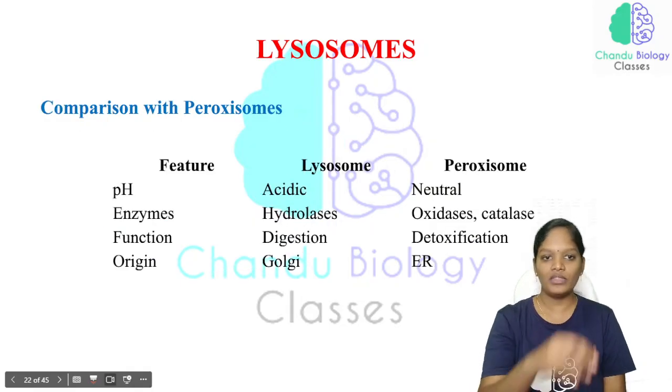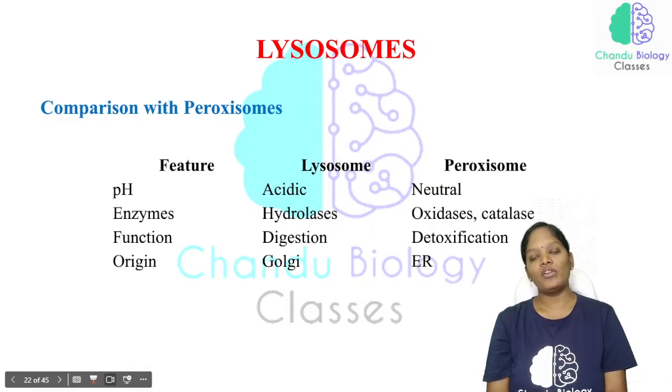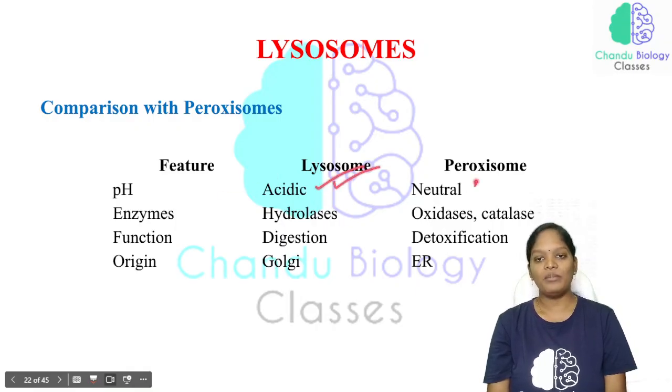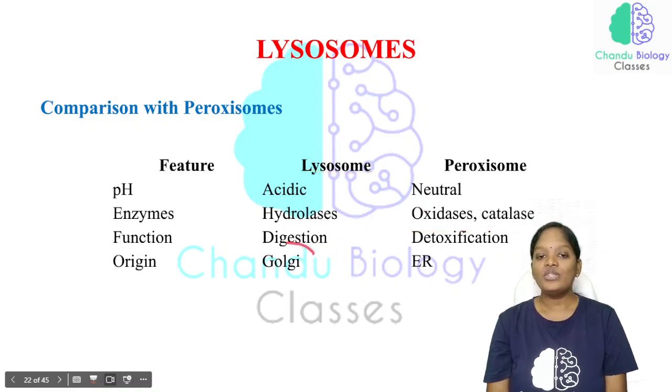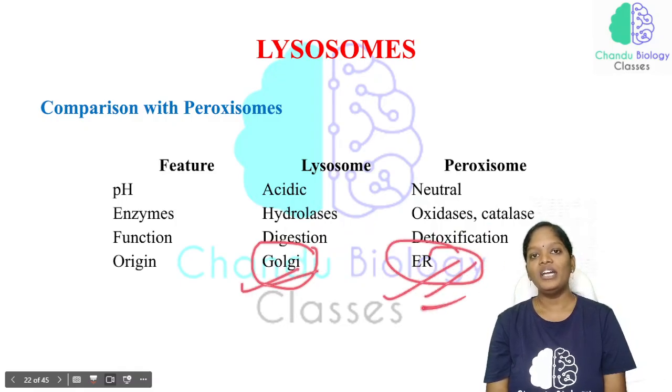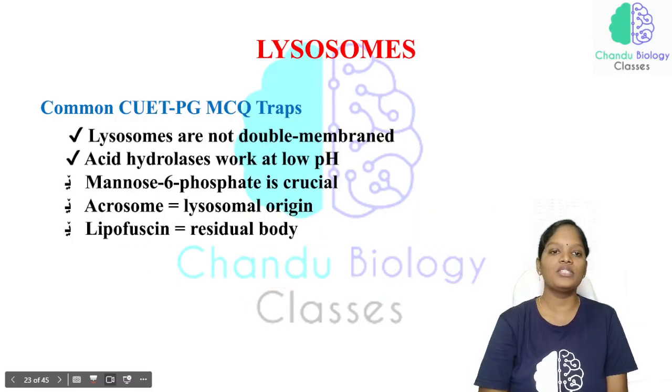Now, how can we compare the peroxisome with the lysosome? The pH of the lysosome will be acidic and the pH of the peroxisome will be neutral. The enzymes present in the lysosome are hydrolases, and the enzymes present in the peroxisome are oxidases and catalases. This is important. The function of the lysosome is digestion, and the function of the peroxisome is detoxification. The lysosome originates from the Golgi complex, and the peroxisome originates from the endoplasmic reticulum. So this is important.